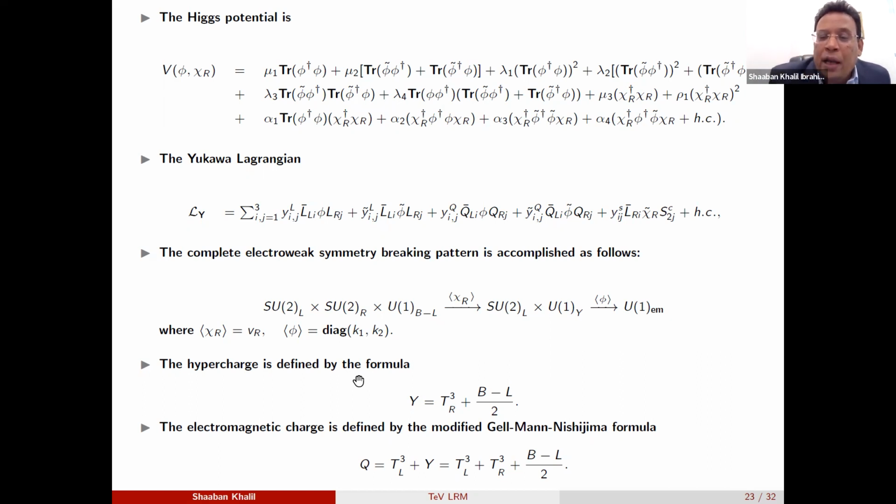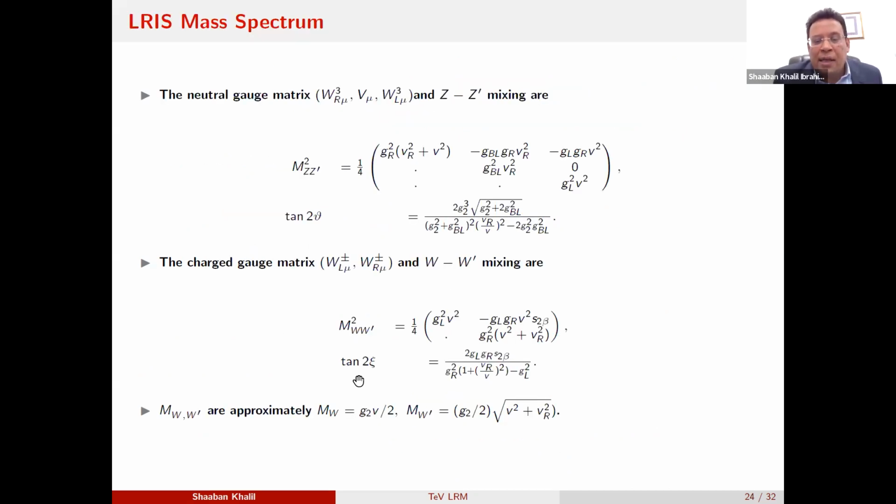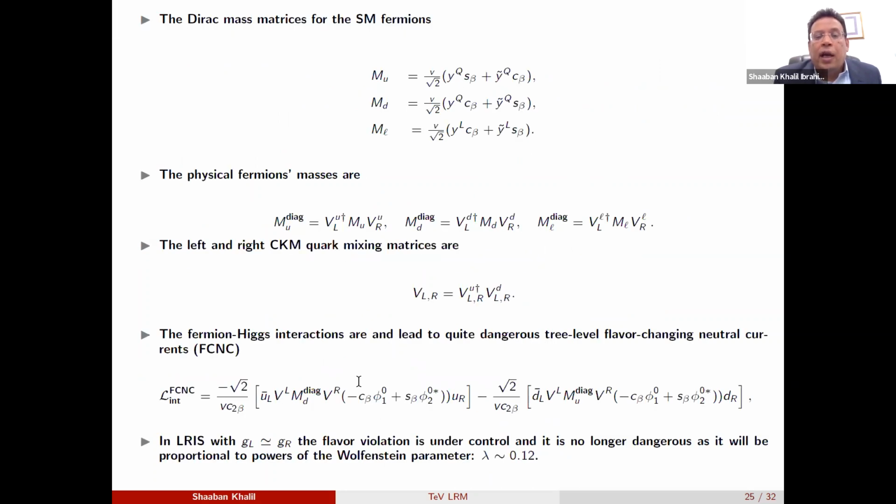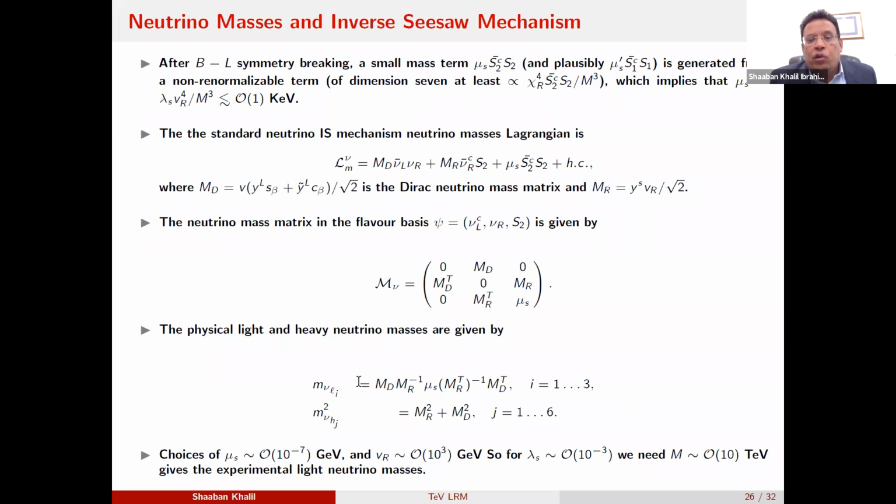With this, you break the symmetry with the chi right down to SU(2) cross U(1), and then you break it with the vacuum of the Higgs doublet phi. The two Higgs doublets will be separated, and any vacuum expectation value of these two Higgs doublets will go down to this. Very nice, and it works as before. You generate masses and all this stuff, and things become controlled in terms of flavor changing neutral current.